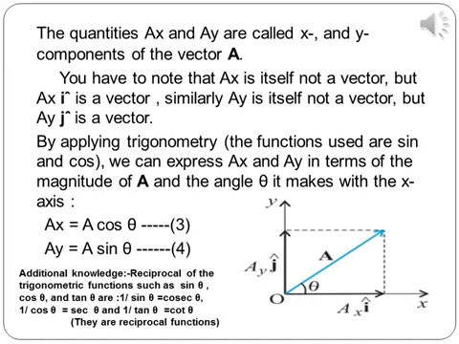And what should be the sin theta? Sin theta is equal to opposite side divided by hypotenuse. Here the opposite side is Ay and hypotenuse is A. So sin theta is equal to Ay divided by A. Then Ay is equal to A sin theta, which is the expression 4.